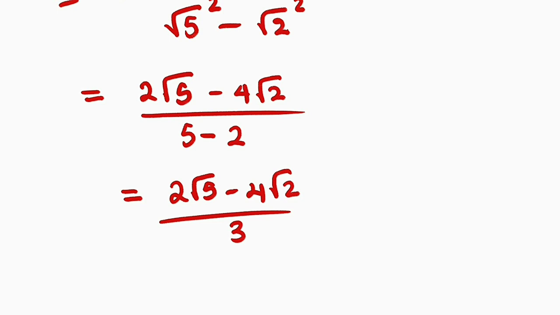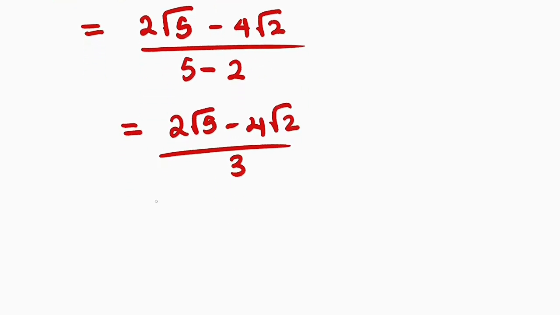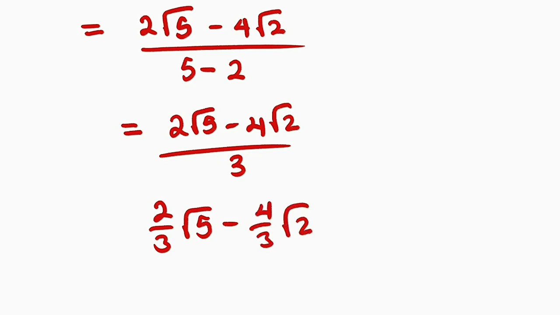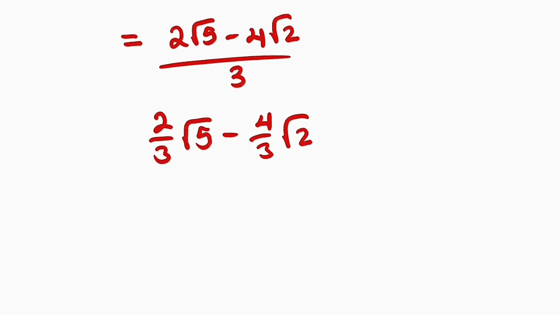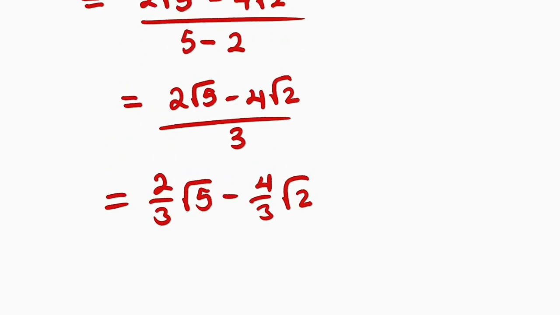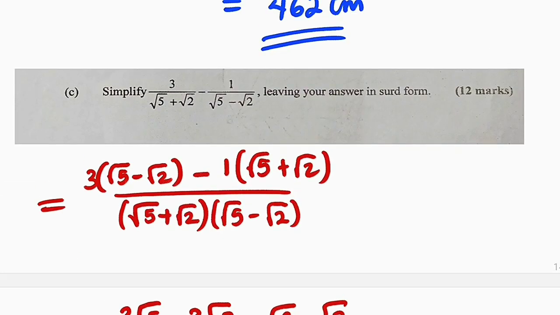So we have just simplified it, but if you so wish, you can also break it down. That is not a must. This can be written as 2 over 3 square root of 5 minus 4 over 3 square root of 2. And if you so wish, again, you can factor out something, because you can see we have a common factor of 2, but just leave it like that. So this is all about question number 6.